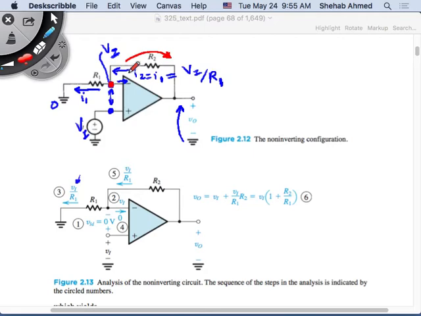So V output is going to be equal to what? This VI is with respect to ground, right? So VI plus this voltage drop is equal to V output or V naught. So V output is equal to VI plus the voltage drop across this resistor, so it's VI over R1, that's the current, times R2.